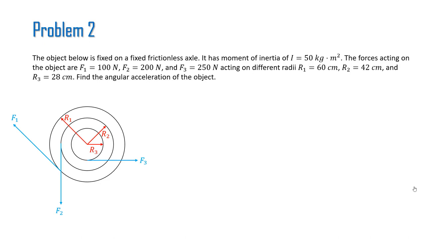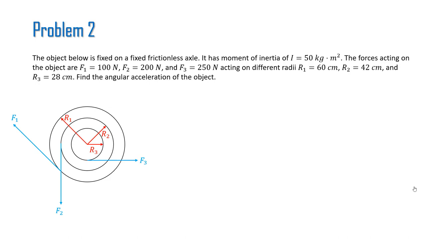For the second problem, the object below is fixed on a fixed frictionless axle. It has a moment of inertia of I, which is equal to 50 kilograms meter squared. So the forces acting on the object are the following.